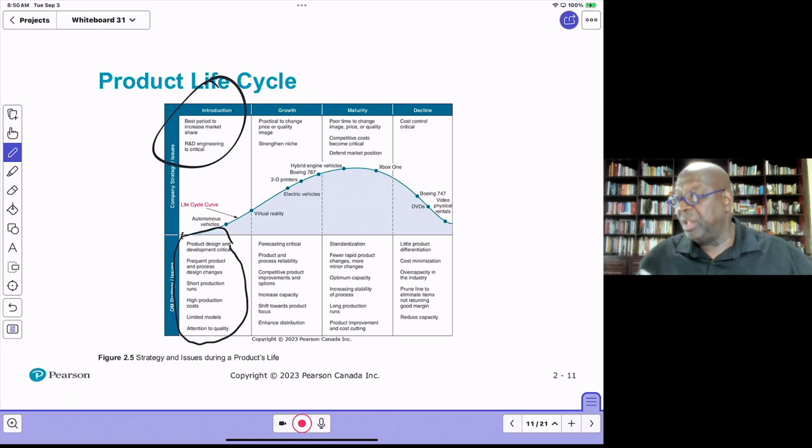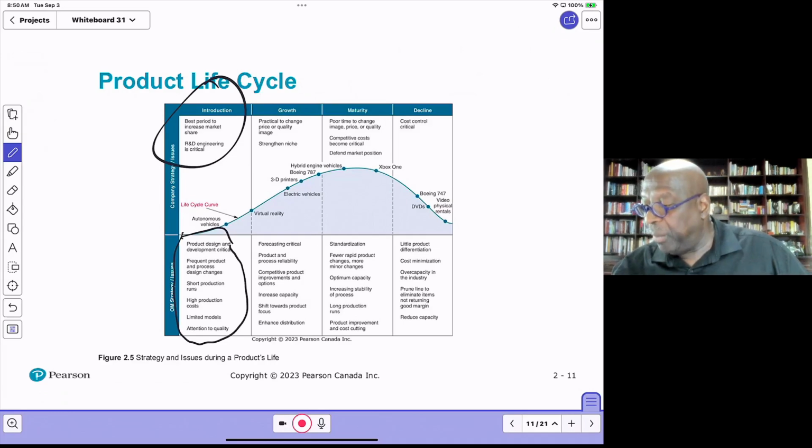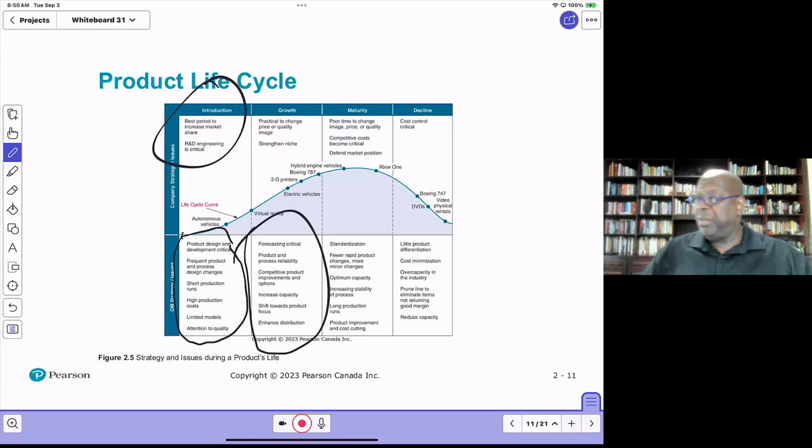In the second stage, where now the product is starting to stabilize, then you're starting to see growth. This is where forecasting, product and process reliability is what you want to get. So you're focusing less on your product design, but you're now focusing more on your process design and making sure your process is stable and reliable and can produce the product with consistent quality.